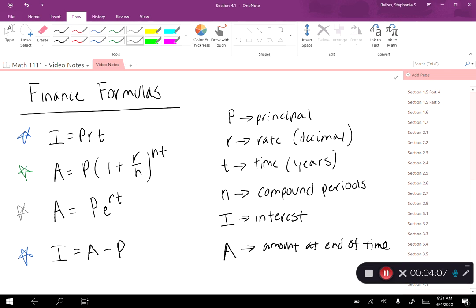P represents your principal, how much money you're originally investing. R is your rate. Remember, when we do our calculations, it always has to be as a decimal. T is time. Again, it always must be in years. N is your compound period. I represents your interest, and A represents the amount of money you have at the end of time.